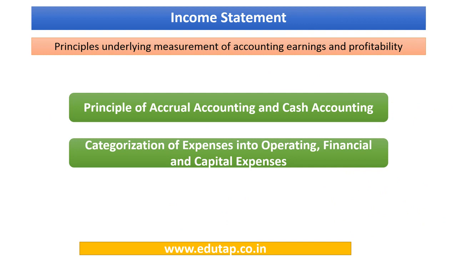So friends, in today's lecture, what we are going to discuss is certain principles that are actually used while accounting the income statement. Okay, so basically talking about the principles, there are two principles that are involved. The first one is the principle of accrual accounting and cash accounting, and the second is the categorization of the expenses into operating, financial and capital expenses. So today what we shall be seeing is the first principle regarding accrual accounting and cash accounting, and the other principle we shall capture in the next lecture.